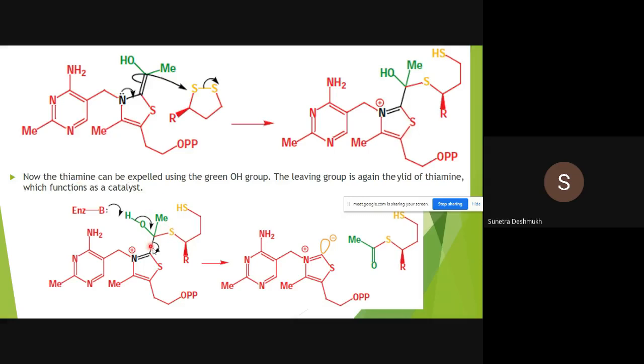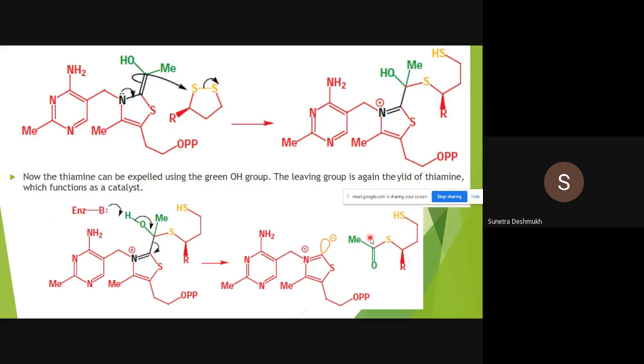Now in this molecule, the thiamine is a very bulky group, and it will get repelled or expelled using the green hydroxyl group. Again there is generation of a carbonyl group, and it eliminates this thiamine functional group. The thiamine molecule is a big molecule. It's repelling, again generation of ylide, and we got our new molecule over here.